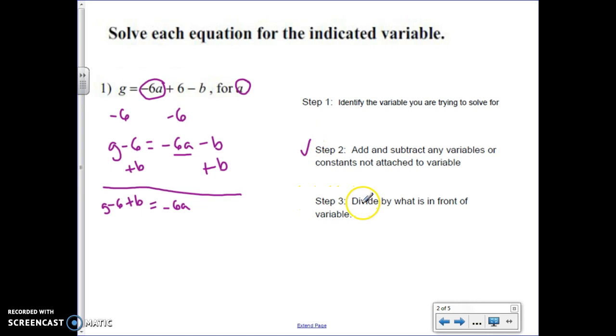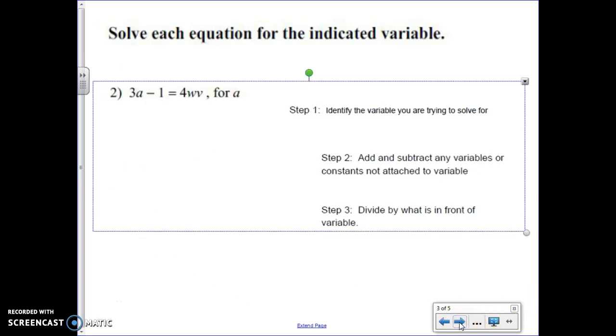Step 3 is to divide by what's in front of the variable. So what's in front of the variable a? Negative 6. So I'm going to divide everything by negative 6. What I end up with is a by itself, equals g minus 6 plus b over negative 6. Okay? Let's repeat this again and look at another example.